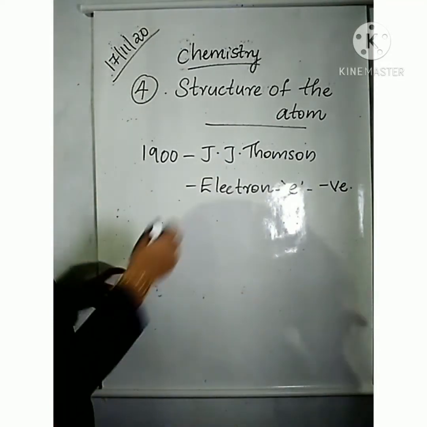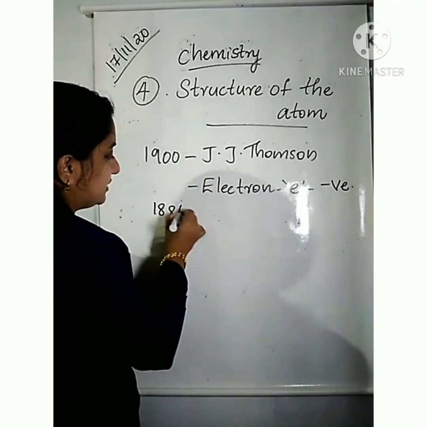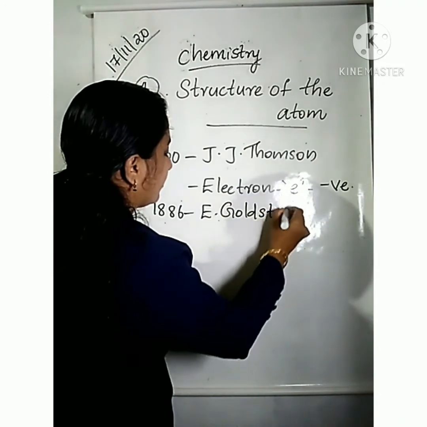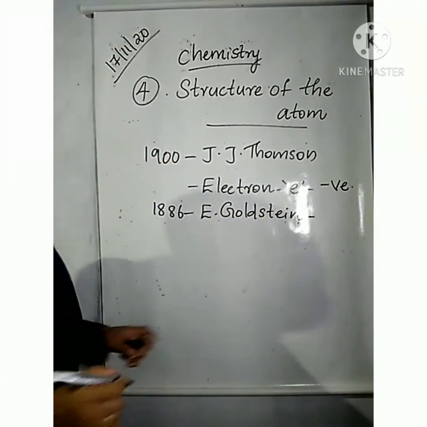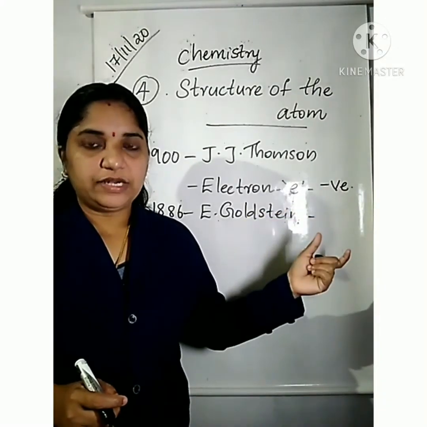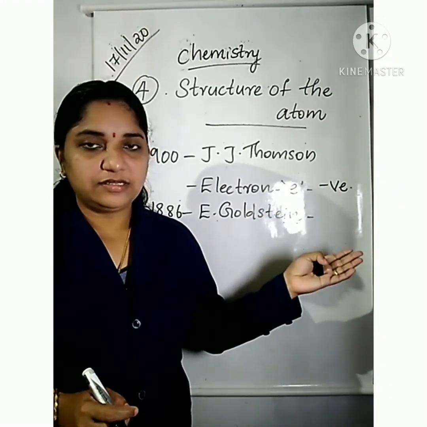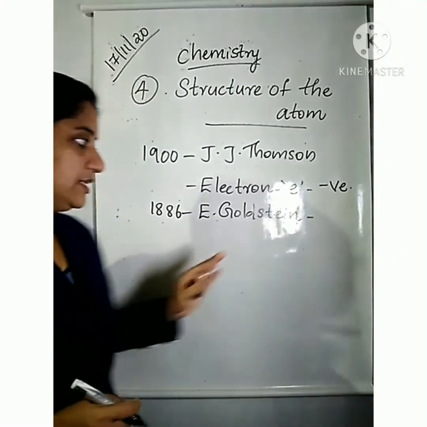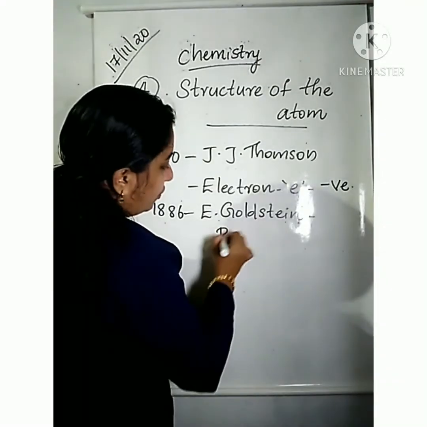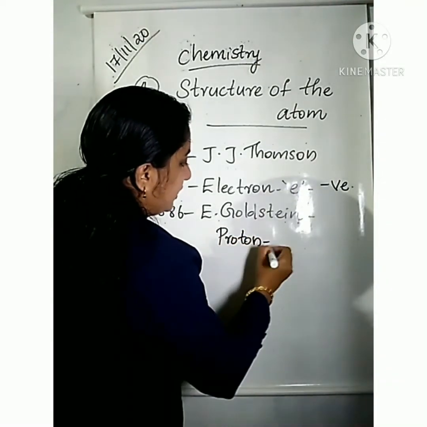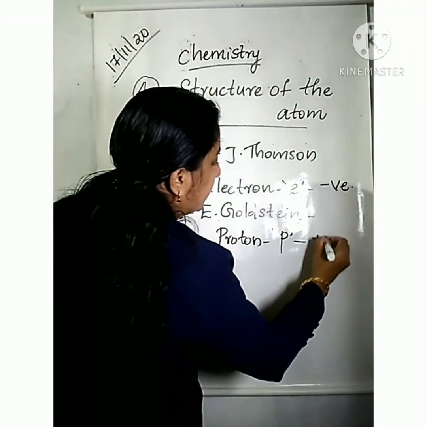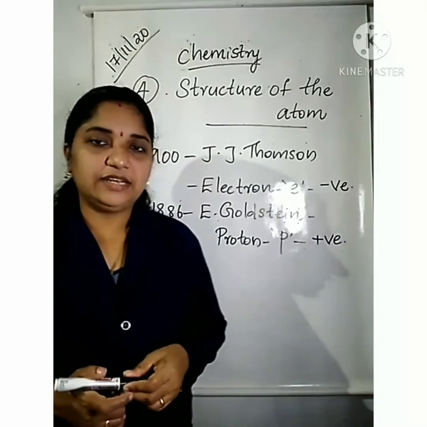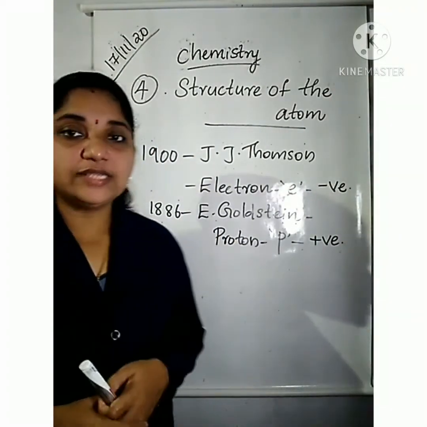Then even before this, in 1886, E. Goldstein, another scientist, identified positively charged particles known as canal rays. Further, he identified a subatomic particle known as the proton. It is represented by P and it has a positive charge. So, in 1886, E. Goldstein identified another subatomic particle which is known as the proton.